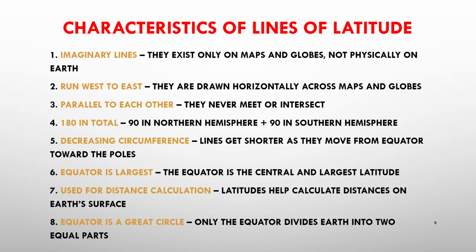Then the ninth one that I can add to this, which seems not to be on the slide, is measurement system. Latitudes are measured in degrees with subdivisions into minutes and seconds. Take note, lines of latitudes are measured in degrees, and in these degrees we have subdivisions into minutes and seconds. So 1 degree of latitude is divided into 60 minutes, and 1 minute is divided into 60 seconds.